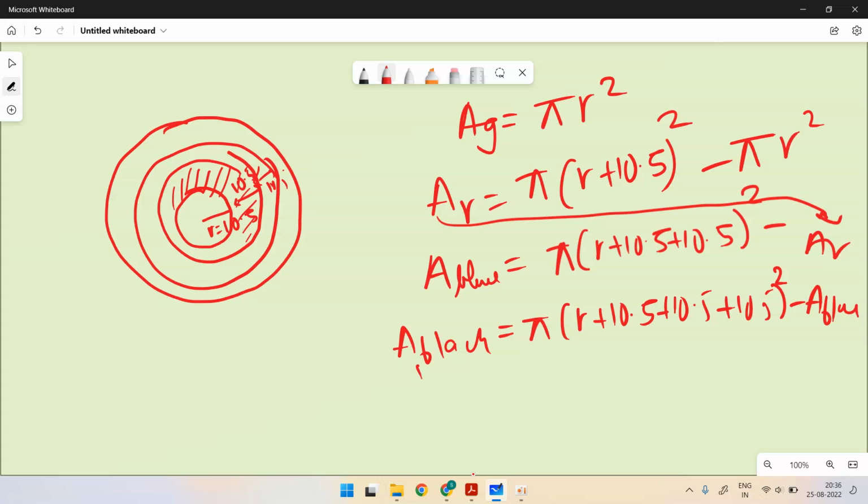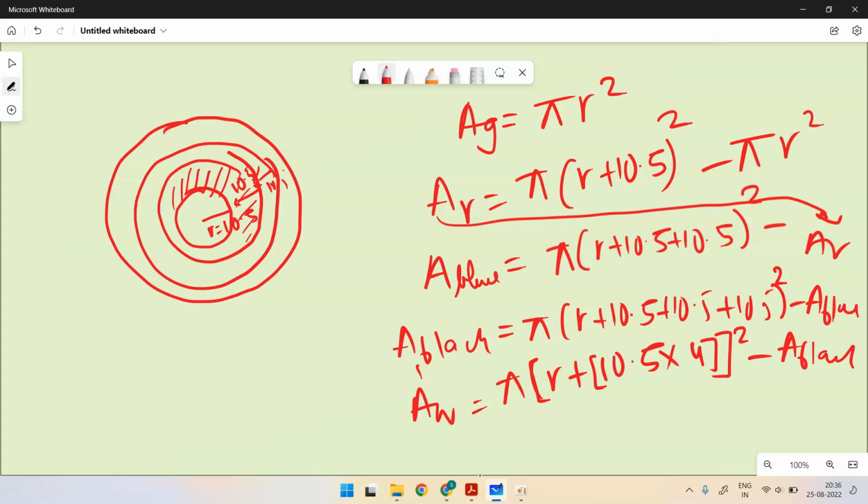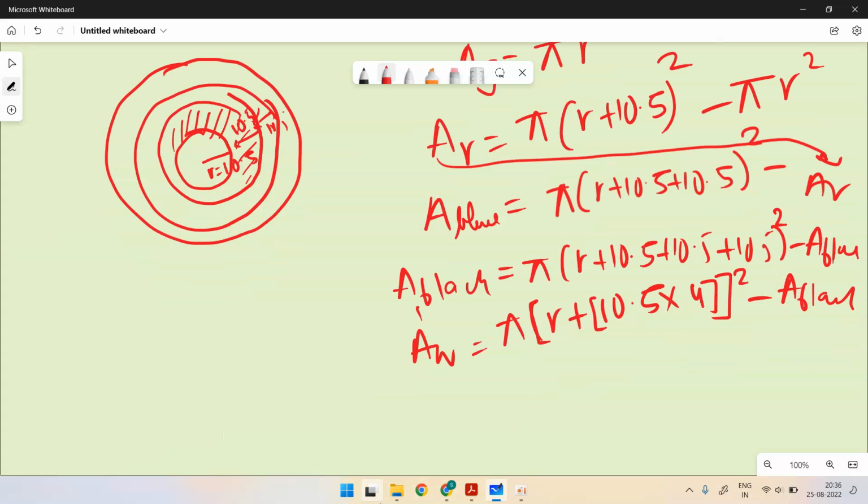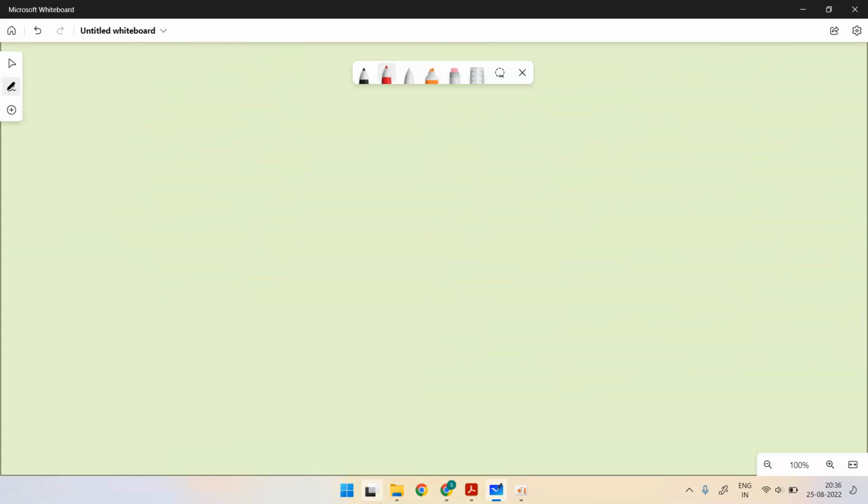And similarly, the area of white is pi times (r plus 10.5 into 1, 2, 3, 4) whole square minus the area of black. Calculate to find the value, substitute the value and get the answer.